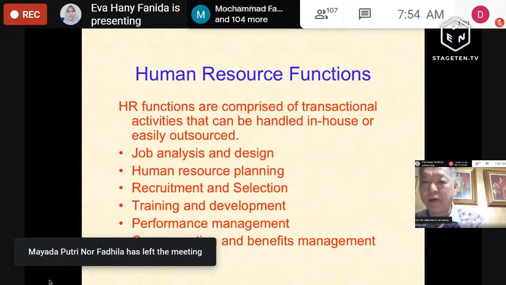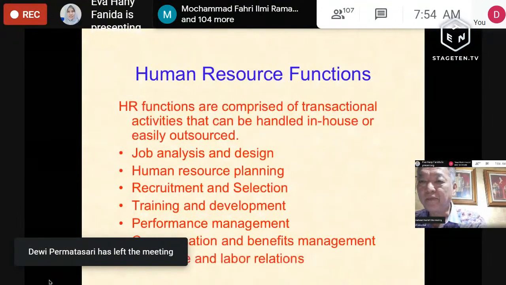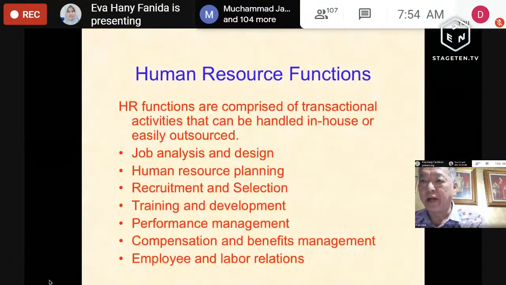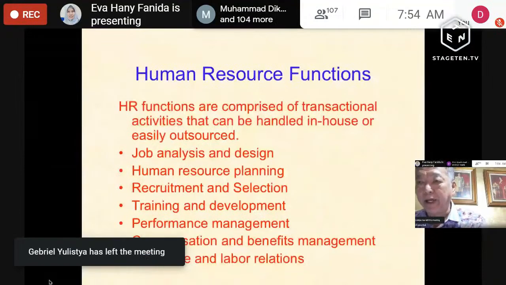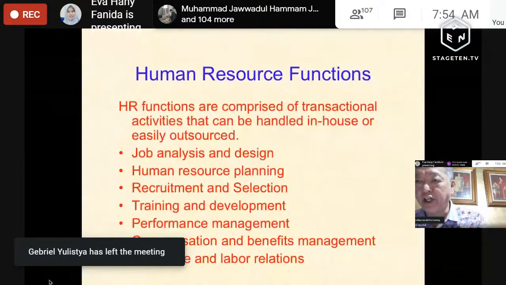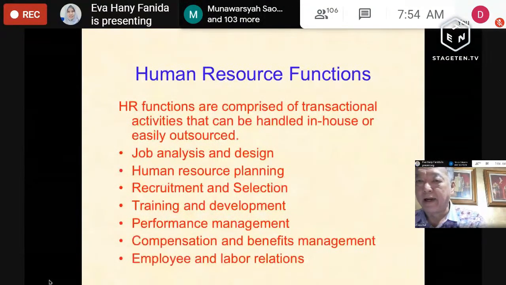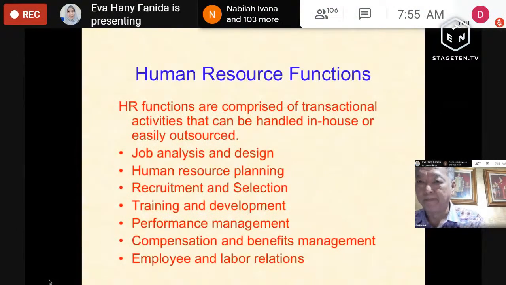Okay, next function, employee and labor relations. It means that when our employees work with us, sometimes problems or misunderstandings might occur between the administration and employees, or among employees themselves. They have some quarrel, and that is not good for the organizations. So that's why we have ways to solve these problems.